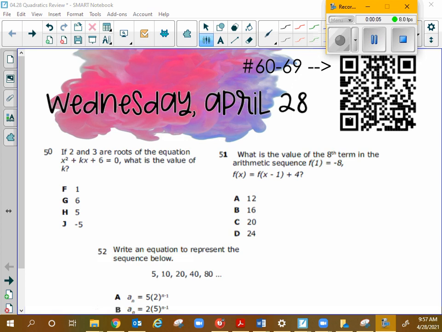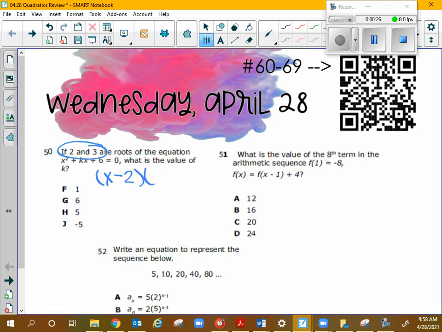So 2 and 3 are roots of the equation x squared plus kx plus 6. What is the value of k? So we're looking for b, right? How could I use my roots or zeros, Jason? Those are the x-intercepts, right? So that means my factors are x minus 2 times x minus 3.